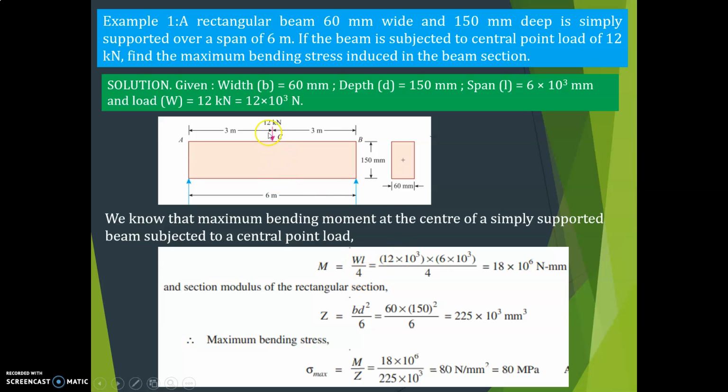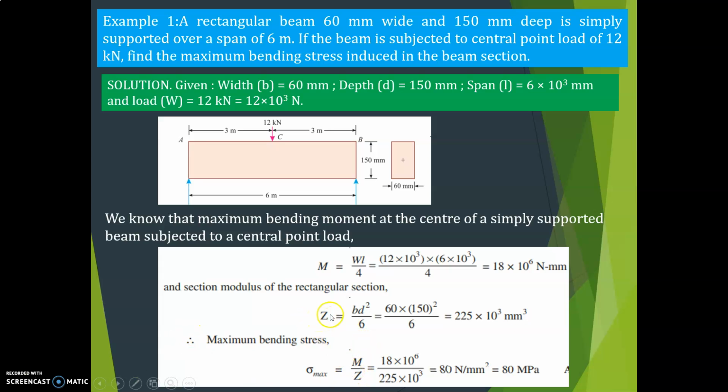W is equal to 12 into 10 raised to 3, L is 6 into 10 raised to 3 (converted into millimeter), divided by 4, is equal to 18 into 10 raised to 6 Newton millimeter. Okay. Now for the section modulus, you can use this formula, or M divided by I is equal to sigma divided by y. Any formula you can use. This is simple to remember.